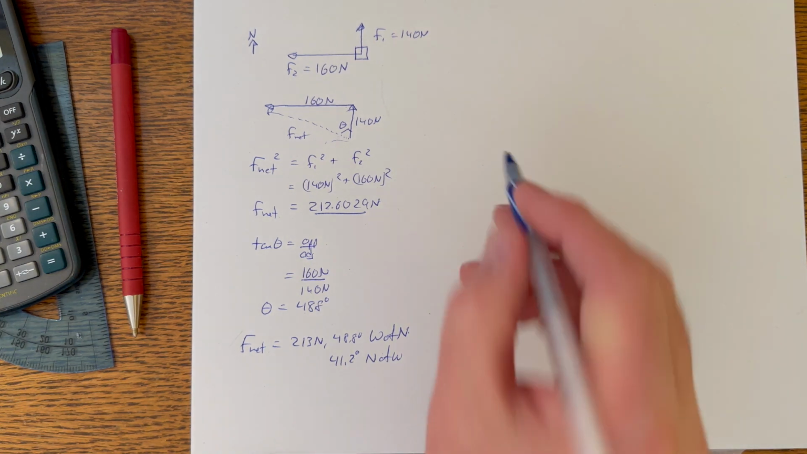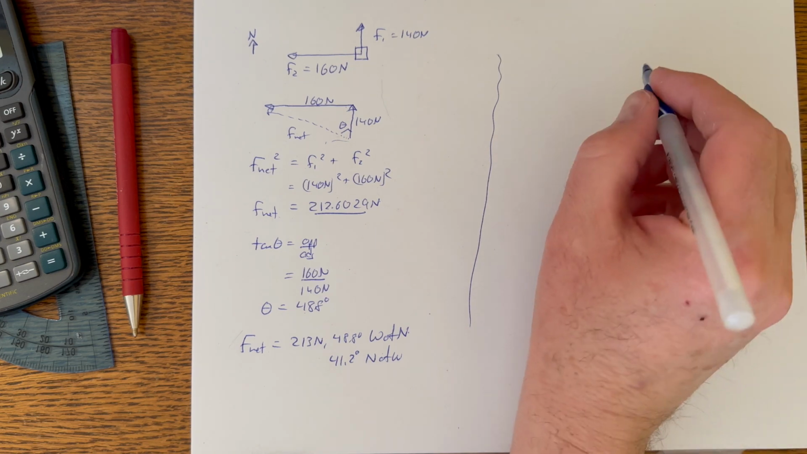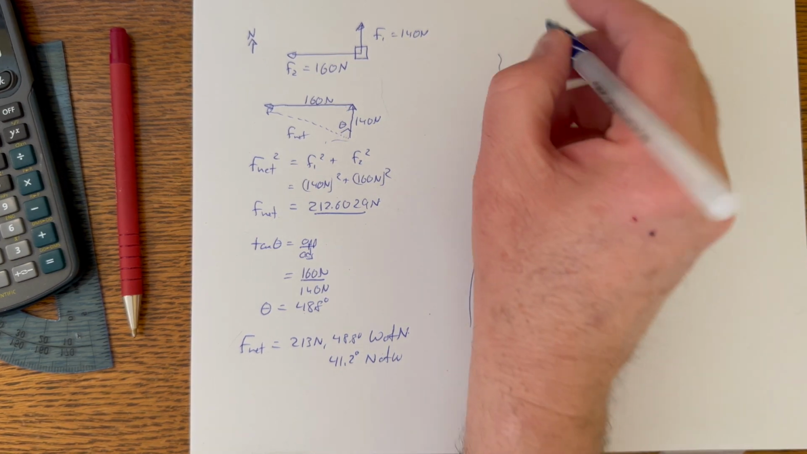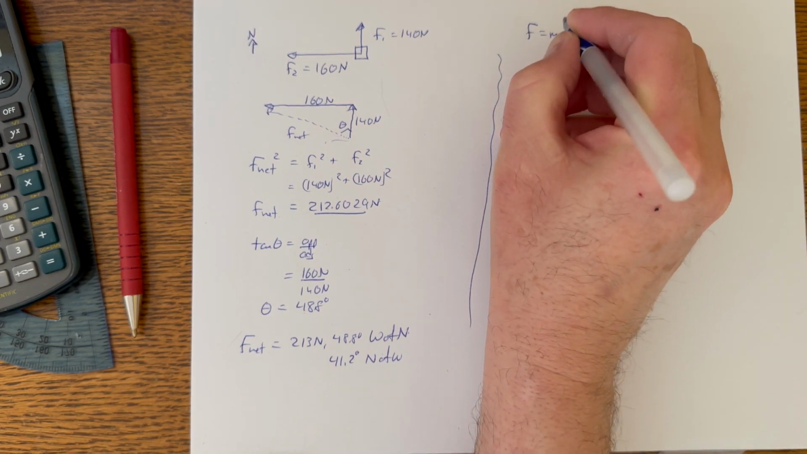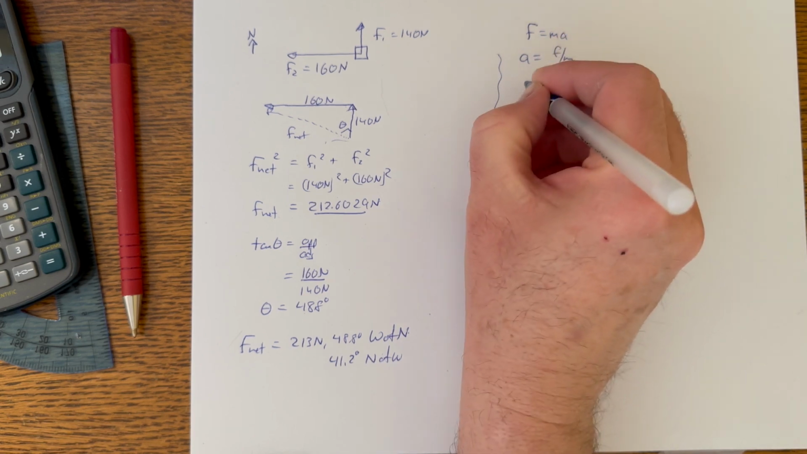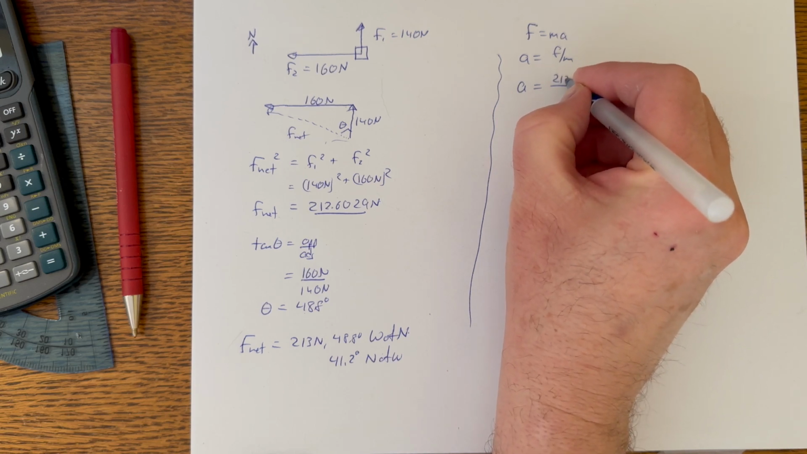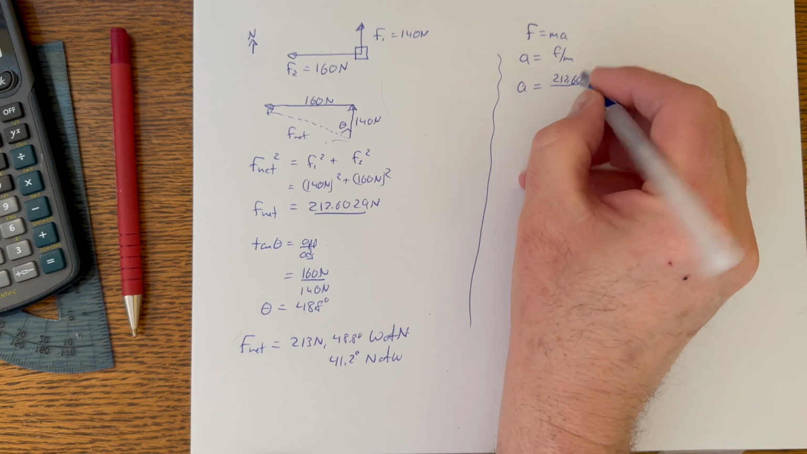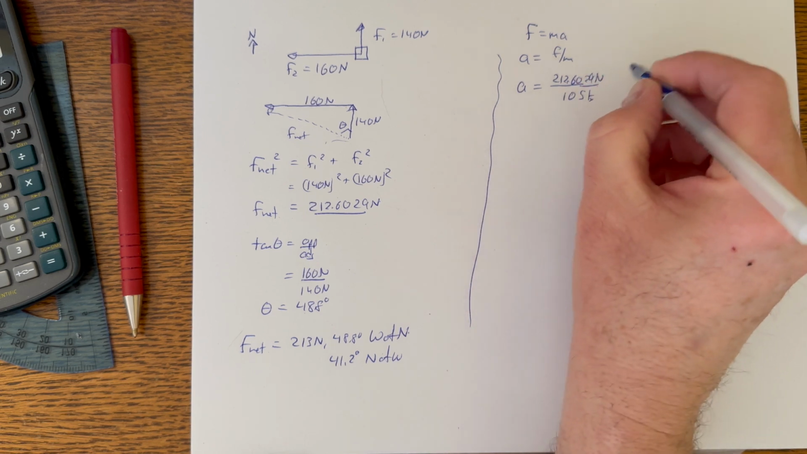Well, we're also asked with that force, how far is it going to move in 2.1 seconds? Well, for that I need the acceleration. I can determine the acceleration here using F equals ma, Newton's second law. Therefore, a is equal to F over m. a is equal to the force of 212, let's use the unrounded version here, newtons, and the mass was 105 kilograms.